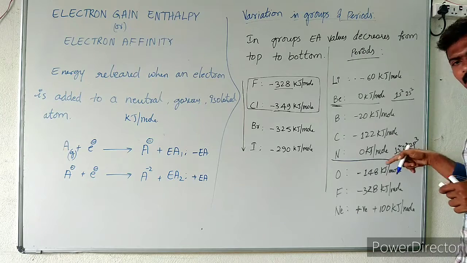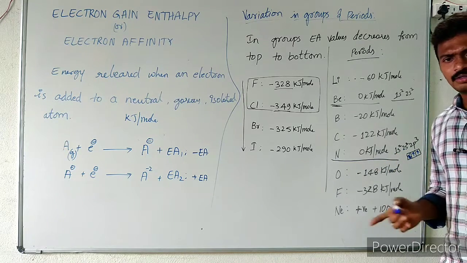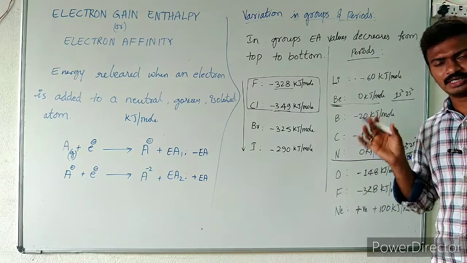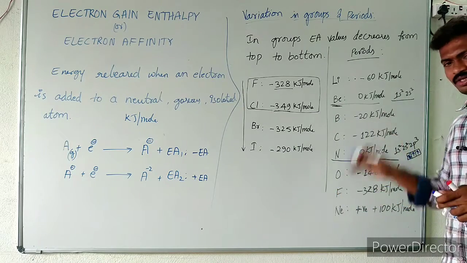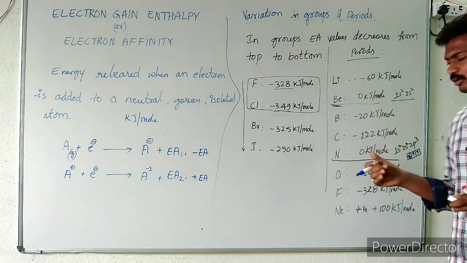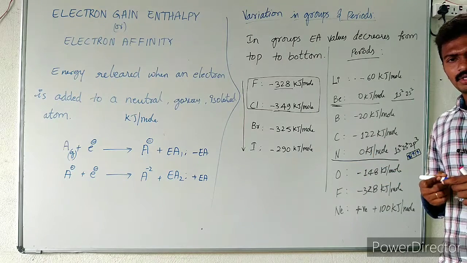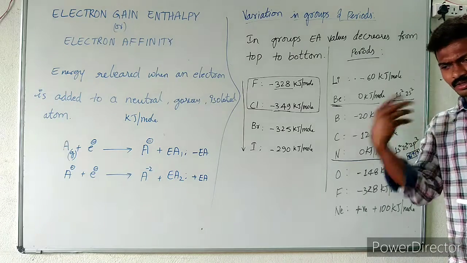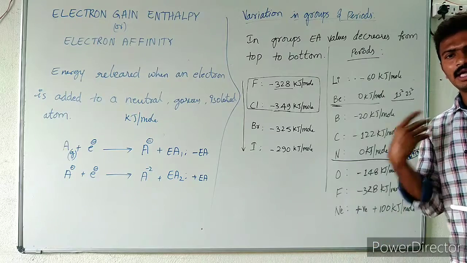So by the addition of 1 electron, what happens? Here 1 electron will be added to the p subshell. So its half filled configuration is lost. That means its stability is lost, and it doesn't prefer to lose the stability. That's the reason why it doesn't accept an electron. So therefore it also has a positive or around 0 electron affinity value. By the addition of an electron, it doesn't give out energy.